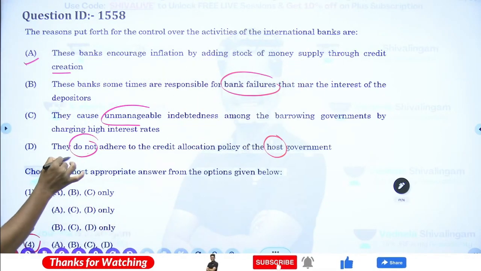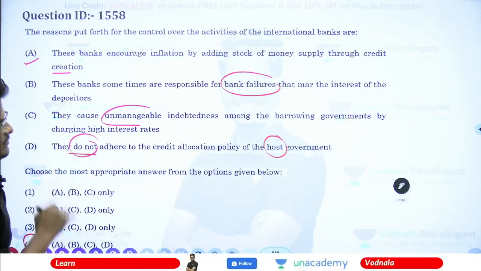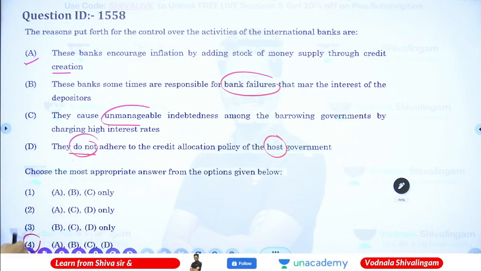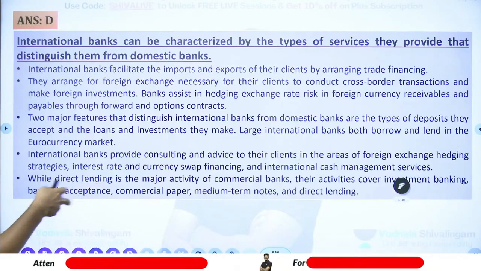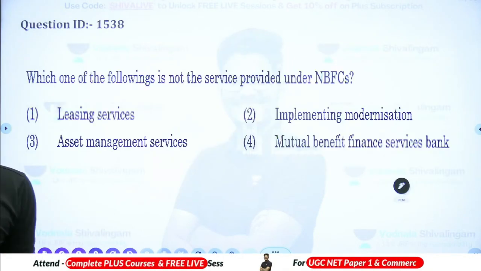But as India is the home country, it will not follow that particular country's rules, because uniformity of rules will not be there if they follow different ones. That is also another control that is required. Next.